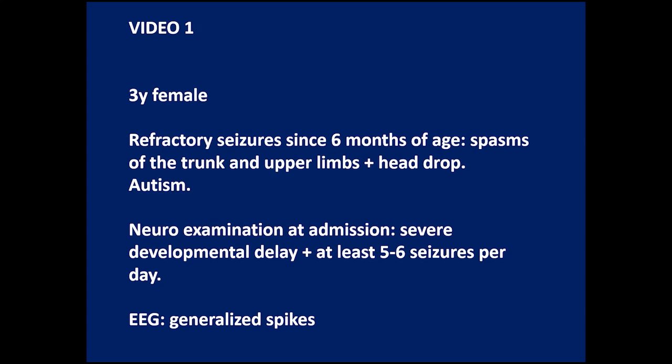3-year-old female. Refractory seizures since 6 months of age. Spasms of the trunk and upper limbs. Head drops and autism. Neuroexamination at the admission showed severe developmental delay and at least 5 to 6 seizures per day. EEG showed generalized spikes.